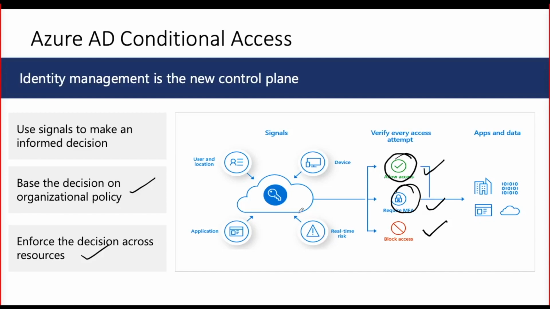Then we have real-time risk, where we have signals from Microsoft Identity Protection, in which we have already seen how risky sign-ins and risky users are detected. And we have the users and their locations based on the IP location. If the user is from a trusted IP address range, then it can be useful for making policy decisions whether we have to allow the access, require MFA, or block the access.